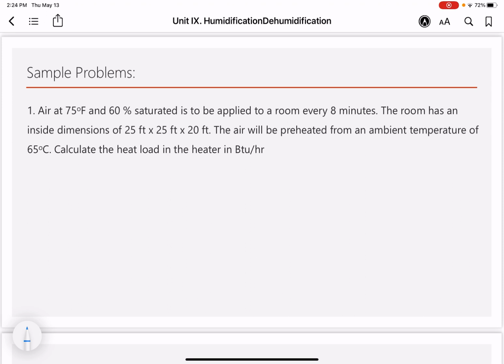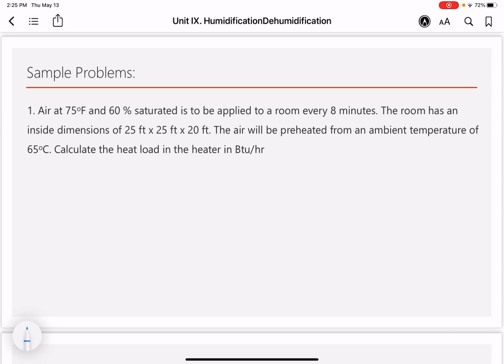Air at 75 degrees and 60% saturated is to be supplied to a room every 8 minutes. The room has an inside dimension of 25 feet by 25 by 20. The air will be preheated from an ambient temperature of 65 degrees. Calculate the heat load in the heater in BTU per hour. Okay.